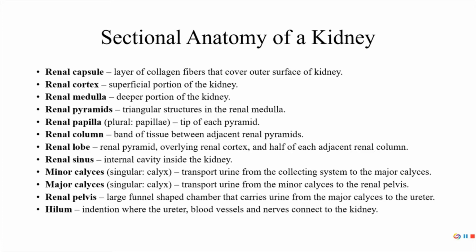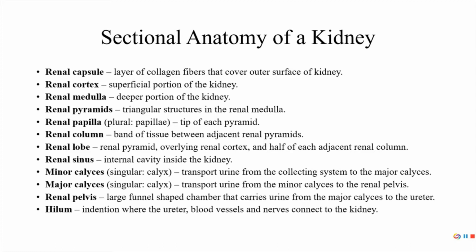Then underneath that, there is a superficial portion called the renal cortex, a superficial portion of kidney. Then a little deeper is going to be the renal medulla. Now, those are the three major layers: capsule, cortex, and medulla. Now, the pyramids are in the medulla. They are structures found in the medulla.